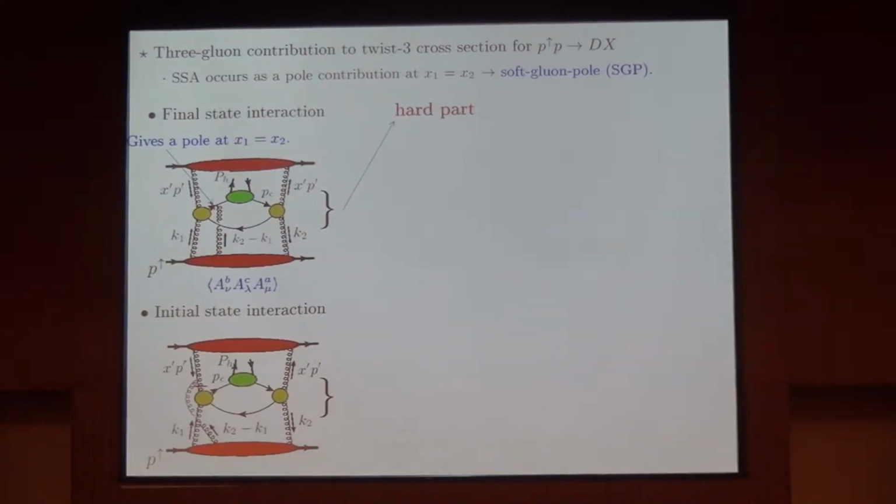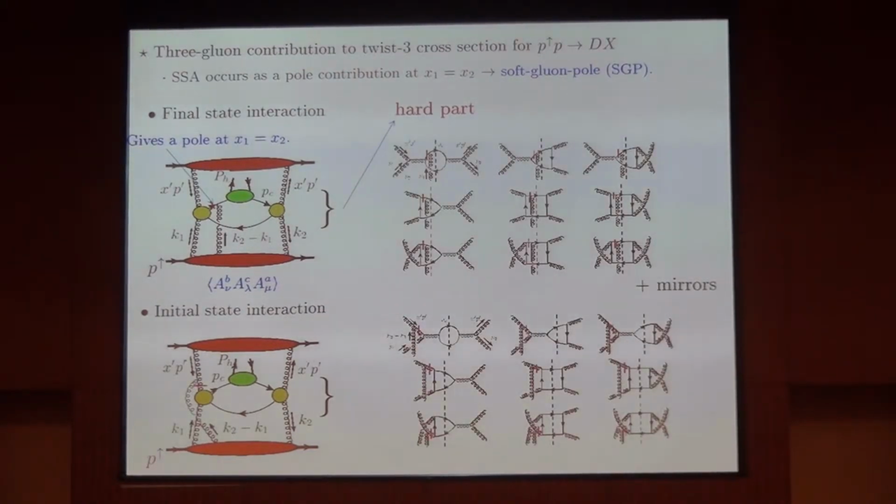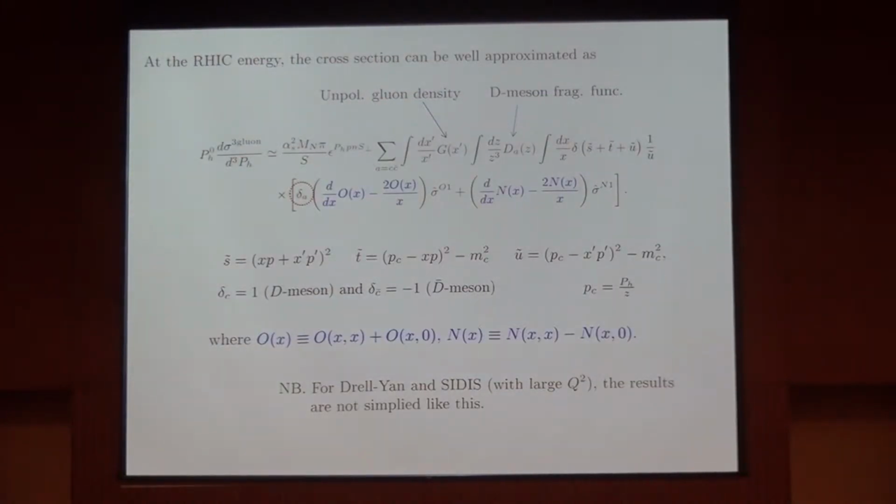For the single spin asymmetry, we need to analyze diagrams with the extra coherent gluon lines coming out. These diagrams contribute, and eventually it takes this kind of form: the unpolarized gluon density from an unpolarized nucleon, D meson fragmentation, and purely gluonic three gluon correlation functions from the polarized nucleon. Delta A is 1 for D meson and -1 for D bar meson.